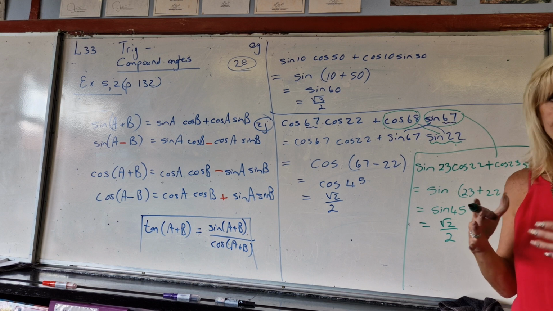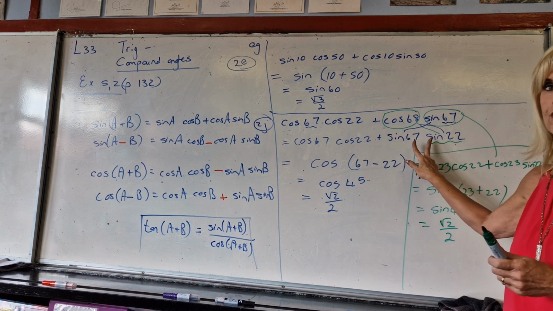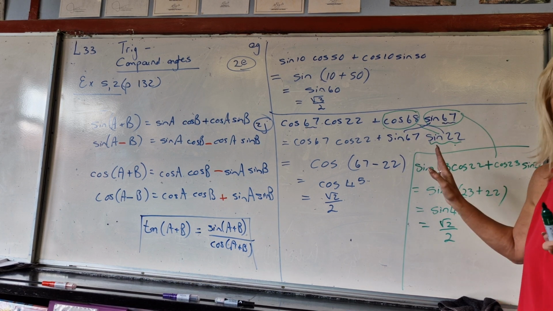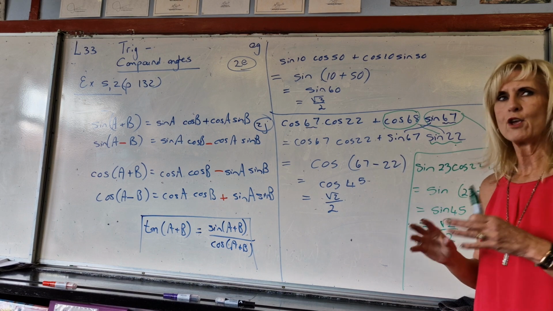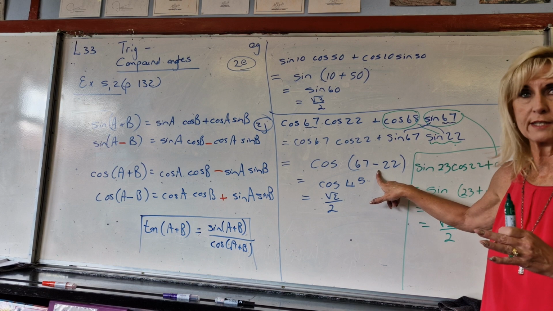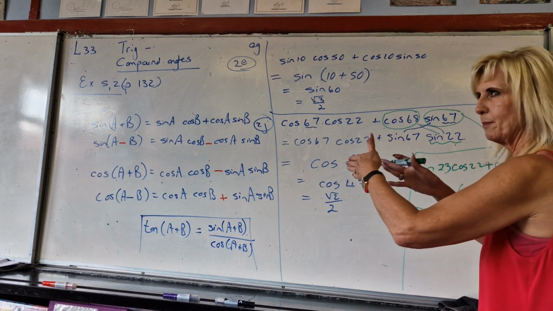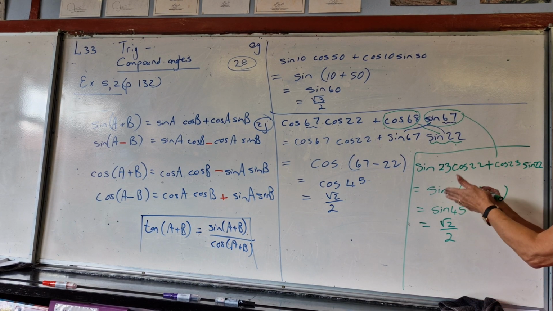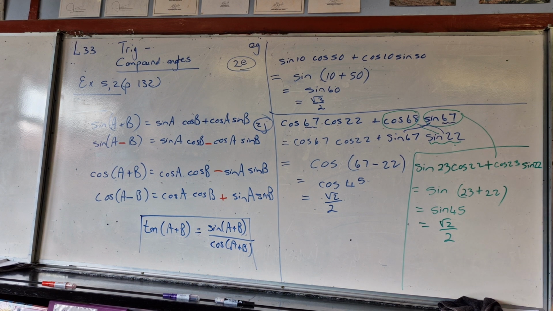And help yourself to always have it in the correct order. Because it doesn't matter if you wrote sin 22 in the front and the sin 67 stayed at the back, it's fine. But then when you start putting it in here, especially in the beginning, you might get confused with which one goes in the front, especially when it has to be subtracted. You might have a problem. So get it always in that little recipe. Sin cos, cos sin. Or cos cos, sin sin was that one. Alright.